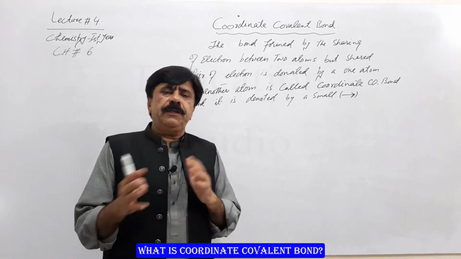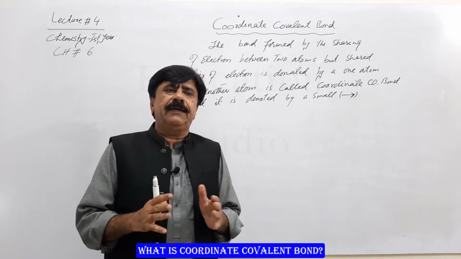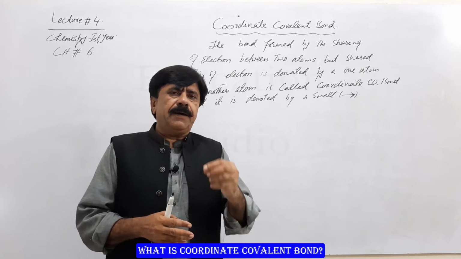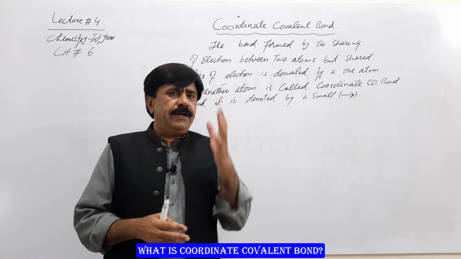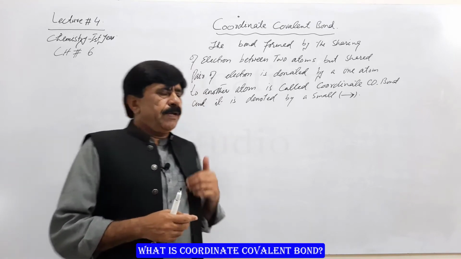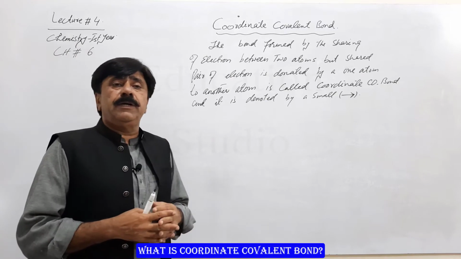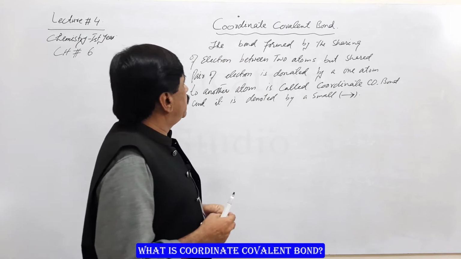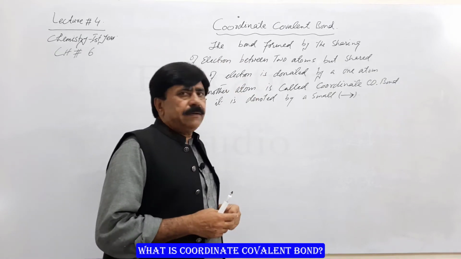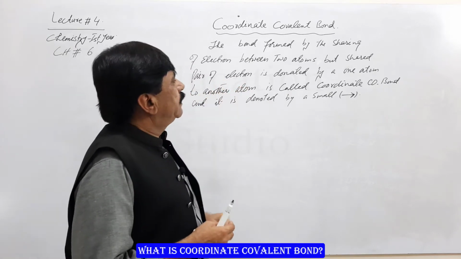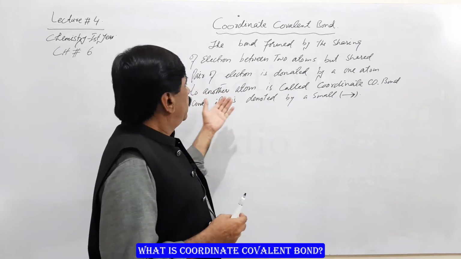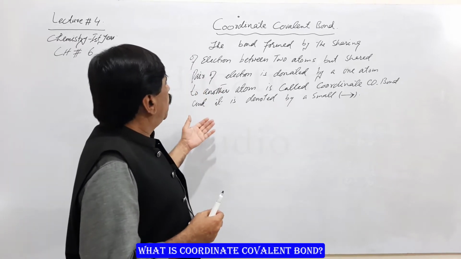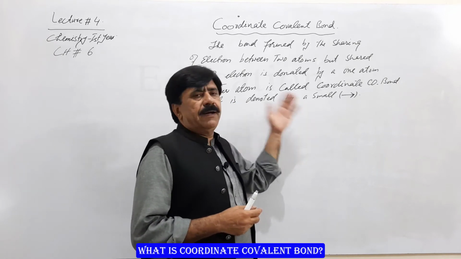But the difference between the covalent and the coordinate covalent bond is that the shared pair of electrons in the coordinate covalent bond is donated by a single atom. In this way, we can define the coordinate covalent bond as the bond formed by the sharing of electrons between two atoms, where the shared pair of electrons is donated by one atom to another atom. That bond is denoted by a small arrow.